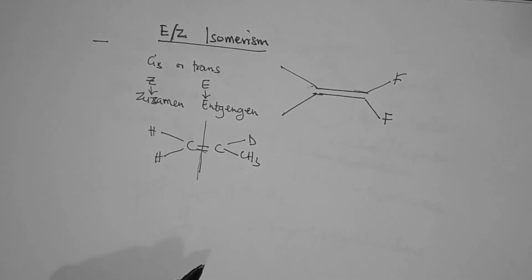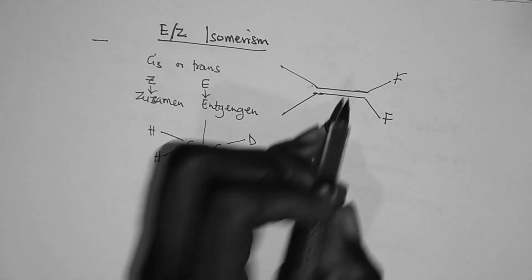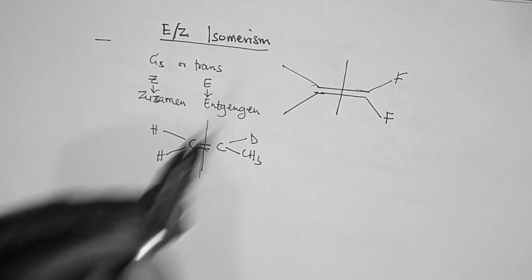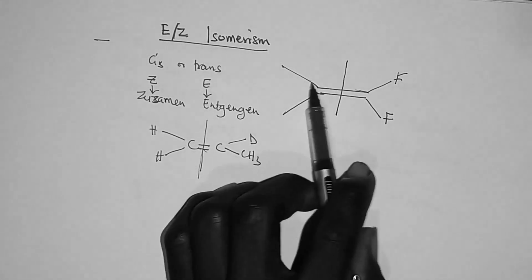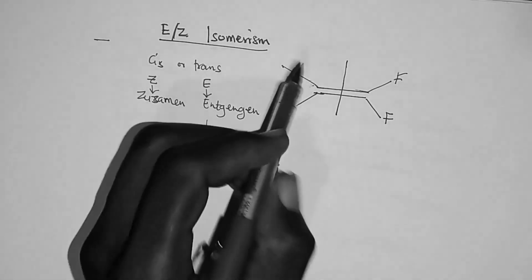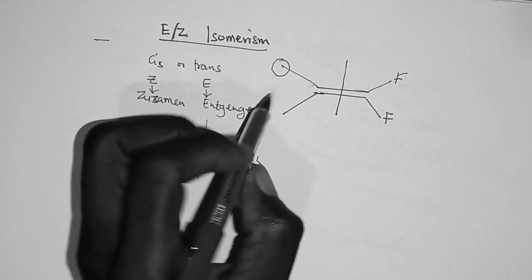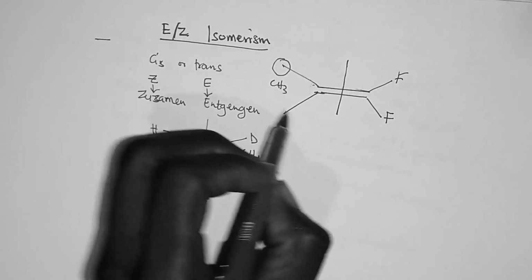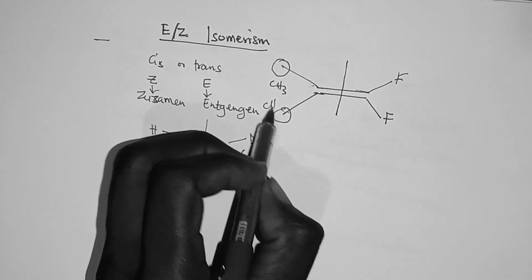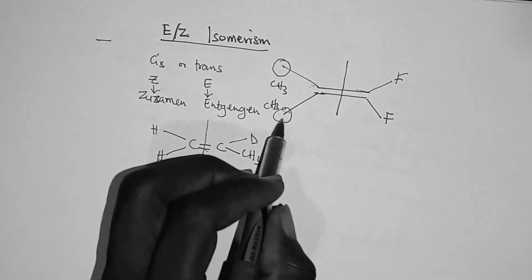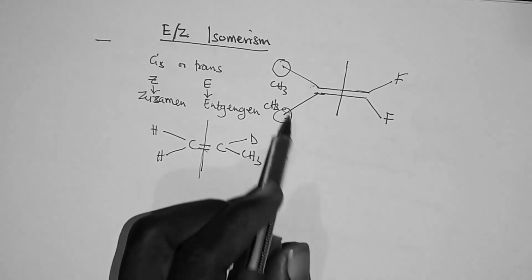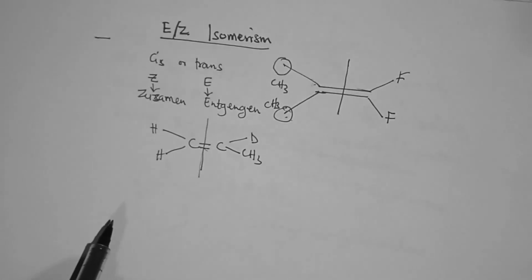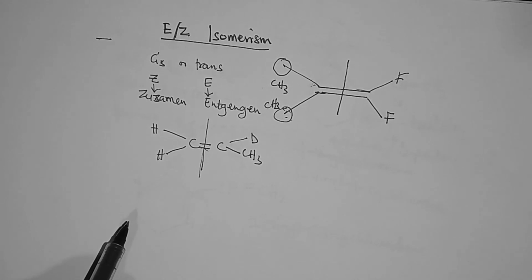Will this molecule exhibit cis and trans isomerism? The answer is no, because if we divide the double bond into two and look on either side of the double bond, you can see that this is a methyl group, CH3, and this is also a CH3. And this CH3 is equal to this CH3, and therefore we will not have cis and trans isomerism.